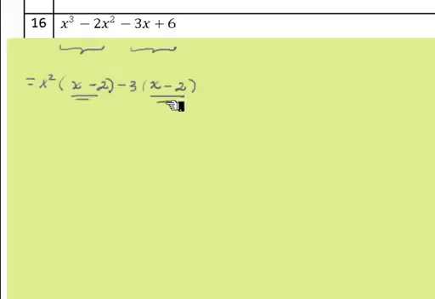Now we were left with the same polynomial in both groups. So we'll pull that out, put one copy of the x minus 2 in front. And we pulled it out of the first group, and we're left with x squared. Pull it out of the second group, and we're left with 3.